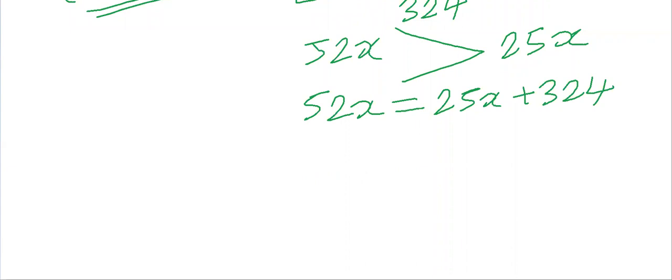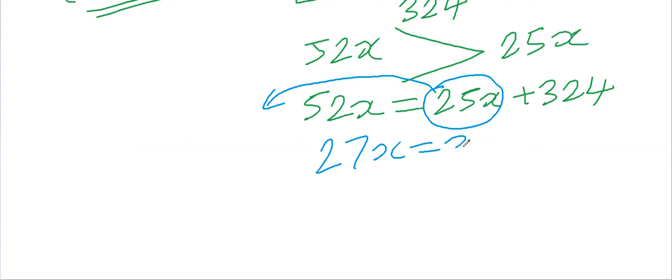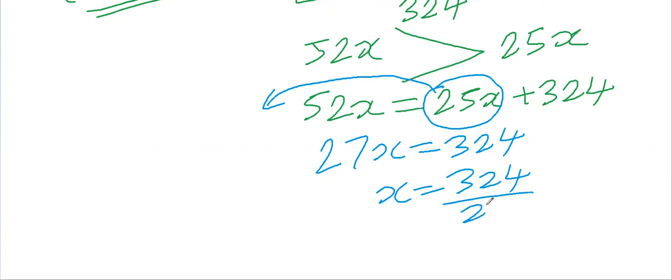Now 25x will be transposed from here to here. It will become minus 25x. So 52 minus 25 is 27. So here it will be 27x is equal to 324. So the value of x will be 324 divided by 27. 27 ones are 27, and 27 twos are 54. So 12 is the value of x.